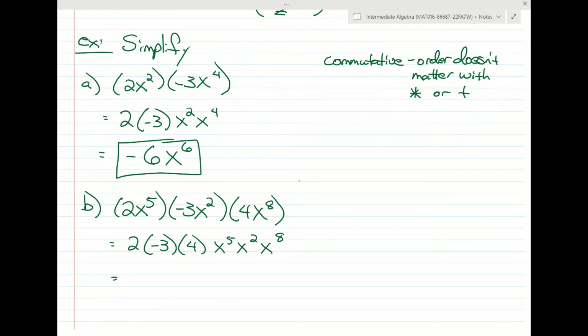The way we do this is we do 2 times negative 3 is negative 6. And we just add all these exponents. 5 plus 2 is 7, plus 8 is 15. And negative 6 times 4 is negative 24, x to the 15.